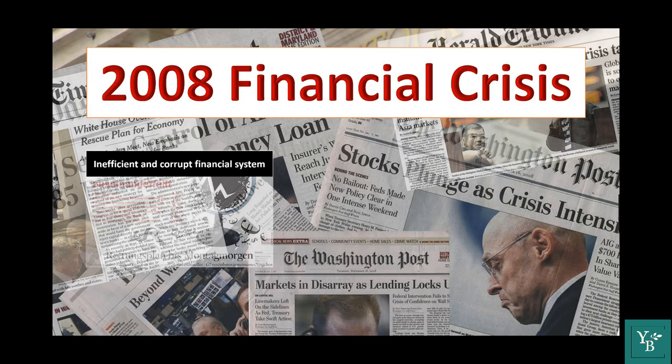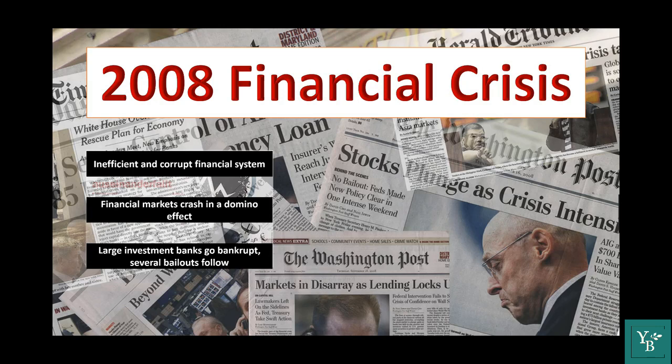The subprime mortgage crisis that happened, due to which financial markets crashed in a domino effect, large investment banks went bankrupt, and the government started bailing out several banks which, to use the correct term, were too big to fail. And finally, there was the largest recession in global markets since 1929. But this was the economic aftermath. And I'm not going to go into the details of what happened in 2008.